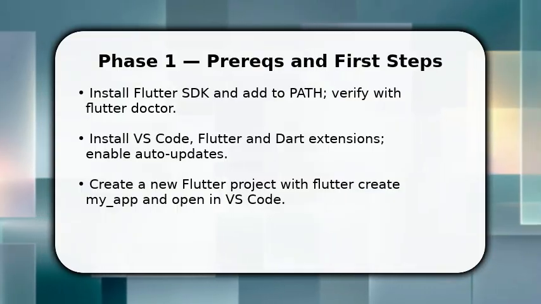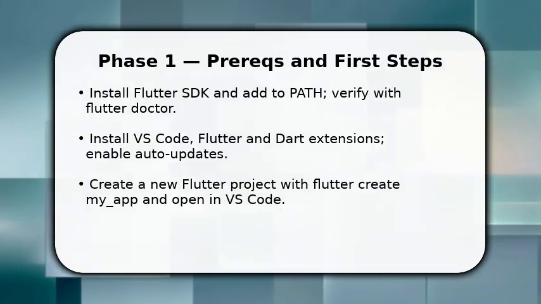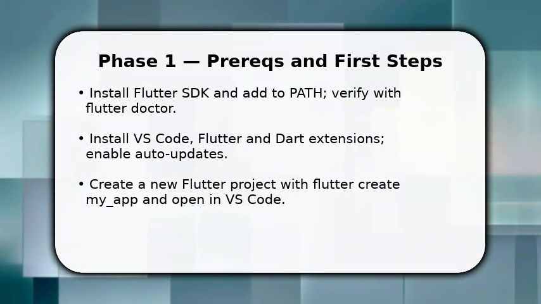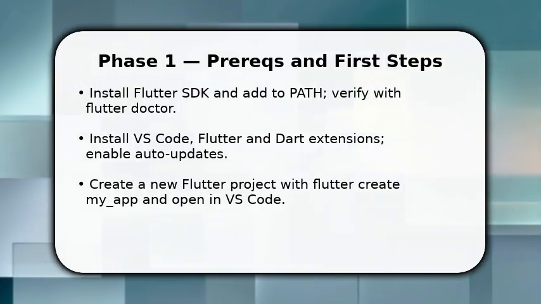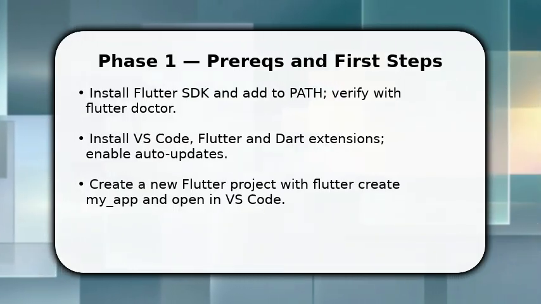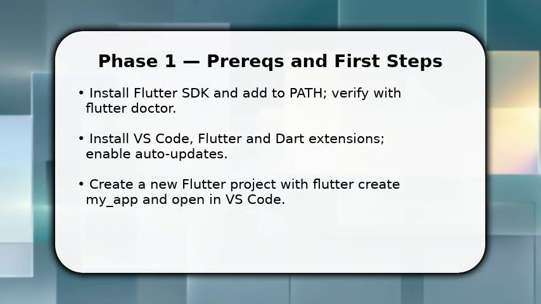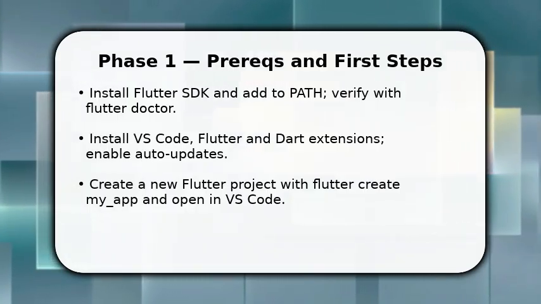You start by confirming prerequisites: Flutter SDK, VS Code, and a device or emulator. Run Flutter Doctor to fix obvious issues and add Flutter to PATH so commands work globally. Once done, install the Flutter and Dart extensions in VS Code for project templates and debugging. Then create a new project with flutter create my_app and open that folder in VS Code.